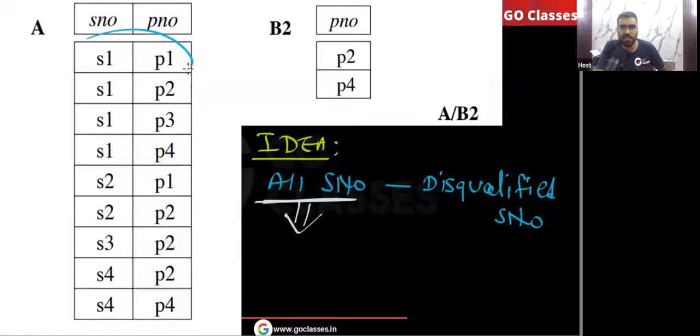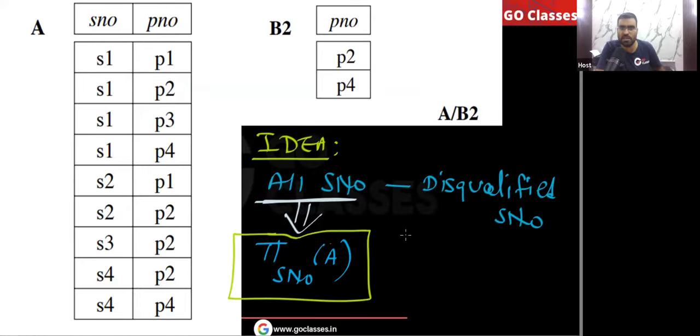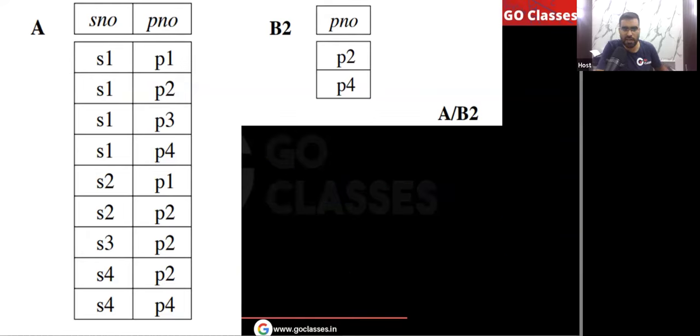Very simple. Just project S number from this table. Very simple or not? These are all the S numbers. Now, how to find this? This will be interesting. Disqualified S numbers. I want disqualified S numbers. This is what I want.